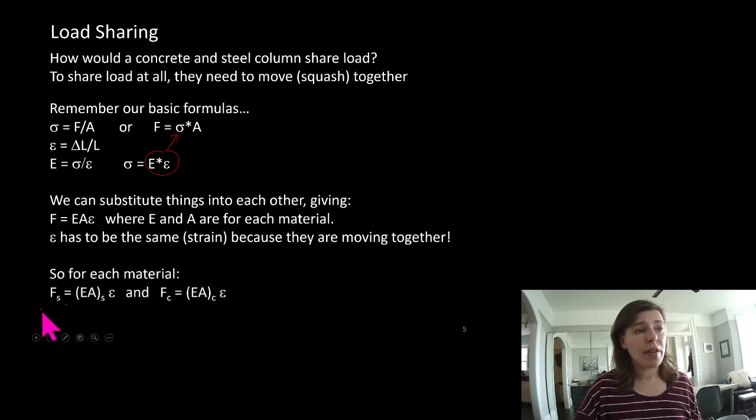So for each material, the force in the steel is going to be the stiffness of the steel times the area of the steel times the strain. And the strain is the same for both, or that amount that it deforms. The force in the concrete is going to be the stiffness of the concrete times the area of the concrete. That's that ratio I was talking about, times the strain. And the strain is the same for both of them.